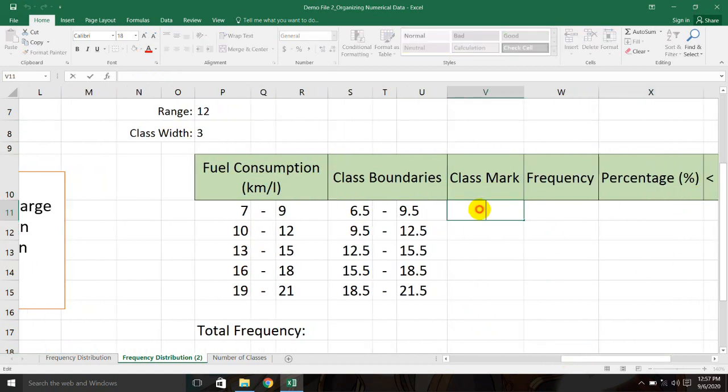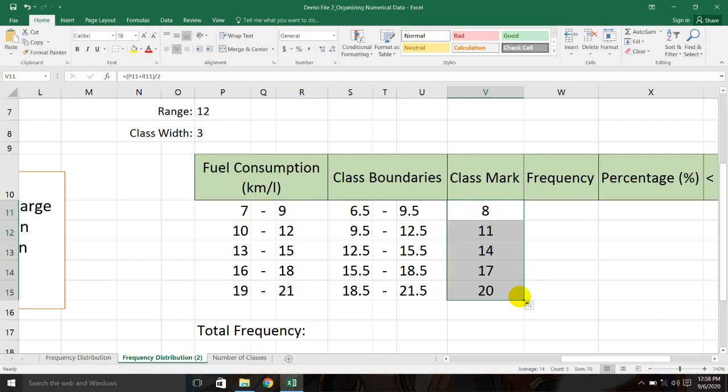We can get the class mark by dividing the sum of the lower and the upper limit by 2. Paano yon? Equal sign. You just add the lower plus upper limit, then divide it by 2. So that the answer is 8. So 8 is the class mark in this example. Now, by dragging this to copy paste the formula, we now have a complete column for the class mark.